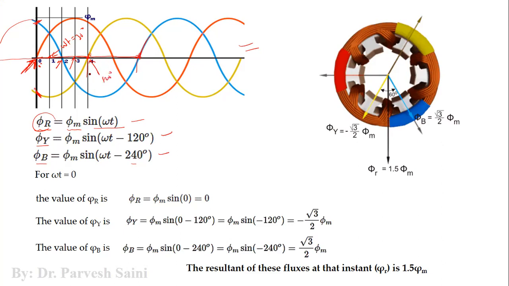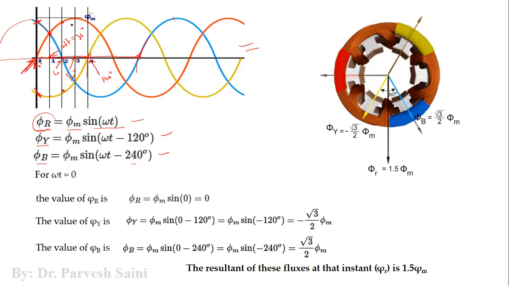This is 120 degree, this is 90 degree, this is 60 degree, and then 30 degree. So at 30 degree, you can see that phi r is positive, phi B, blue phase flux, is positive, and yellow flux is negative. Then at 60 degree, blue flux is 0, yellow flux is negative, and red flux is positive.